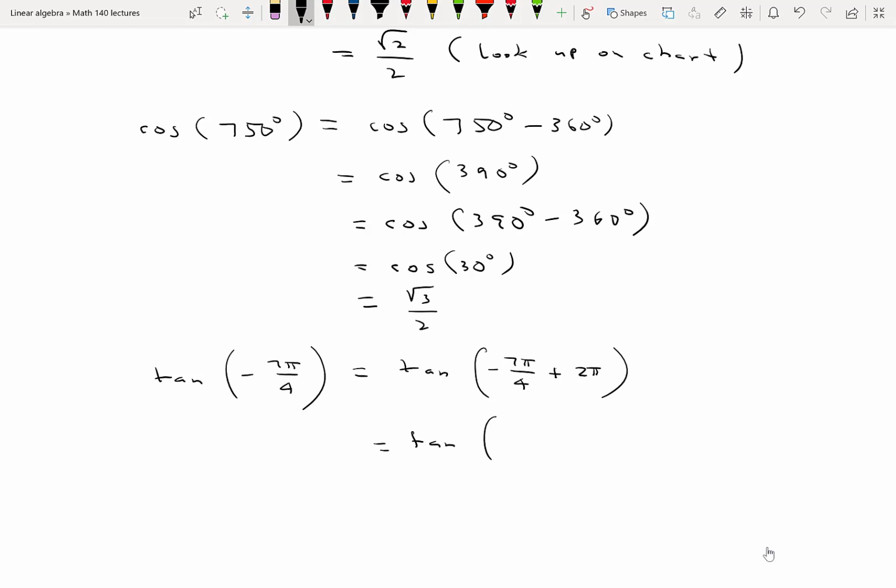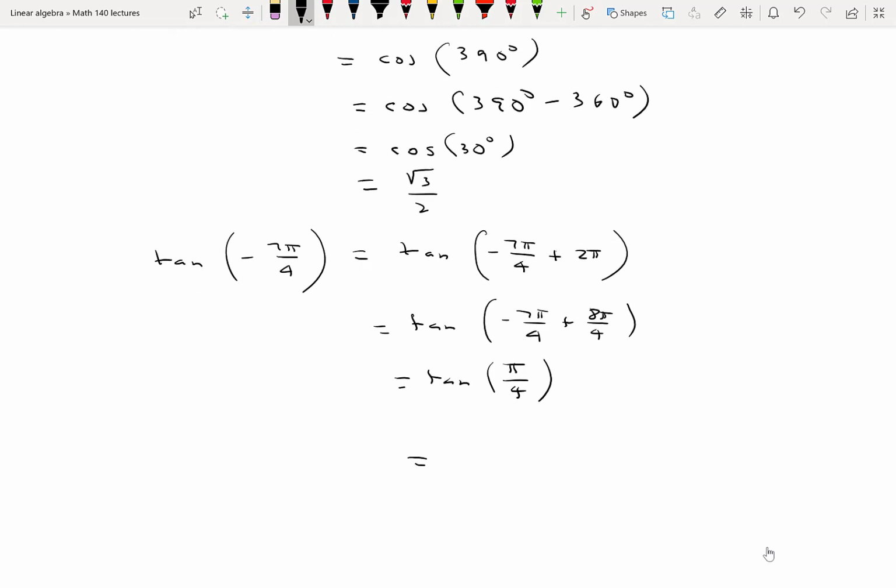Well, this is a little tricky. What's 2 pi with a denominator of 4? It's 8 pi over 4, since 8 over 4 is 2. Negative 7 pi over 4 plus 8 pi over 4 is 1 pi over 4. 1 pi over 4 is on the chart of special values. The tangent is sine of pi over 4 over cosine of pi over 4. The sine of pi over 4 is radical 2 over 2. The cosine of pi over 4 is radical 2 over 2. So the tangent of negative 7 pi over 4 is 1.